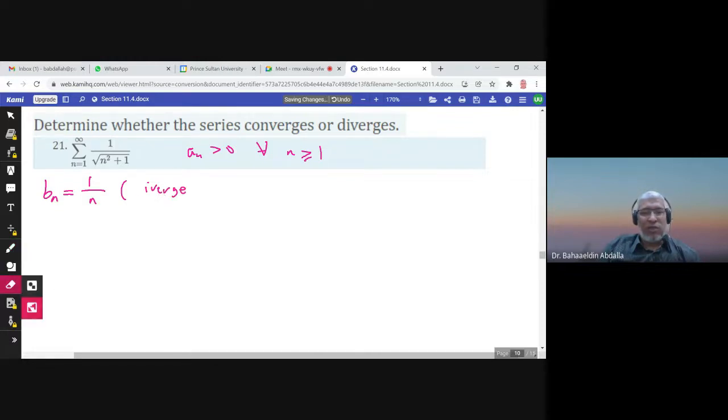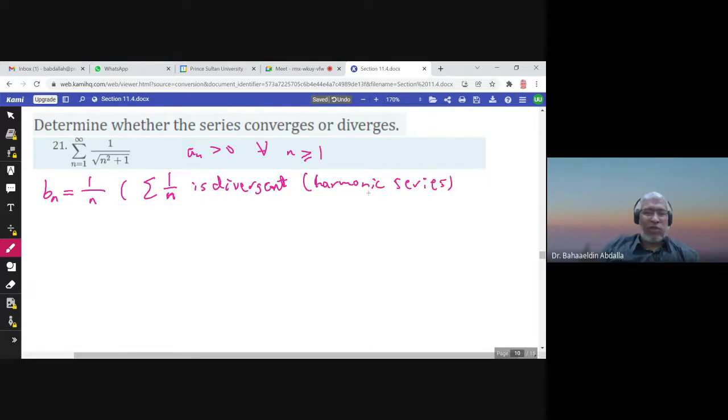Well, the series is divergent, so it's better to write: summation 1 over n is divergent, and the reason is it is the harmonic series. And it is known that the harmonic series is divergent.